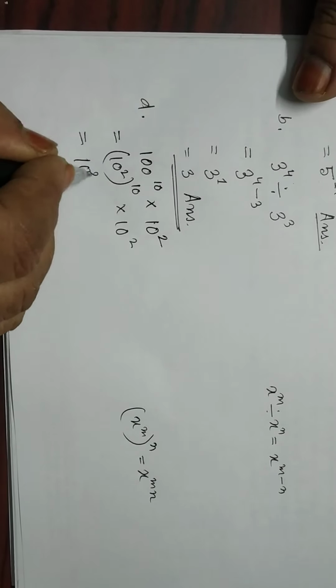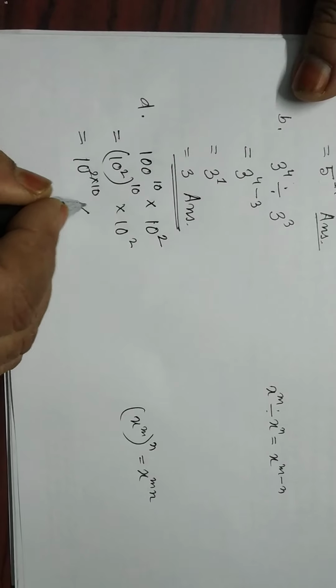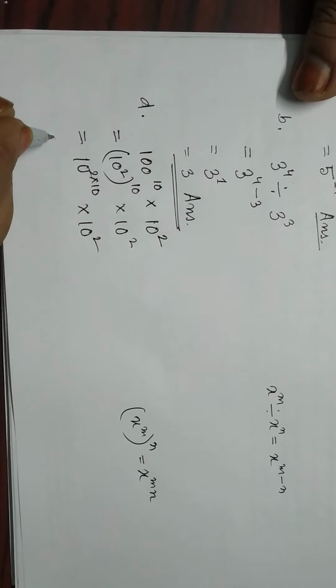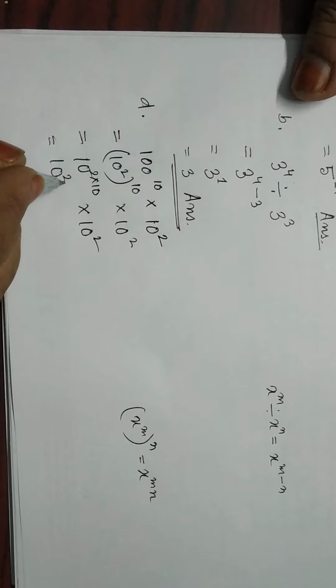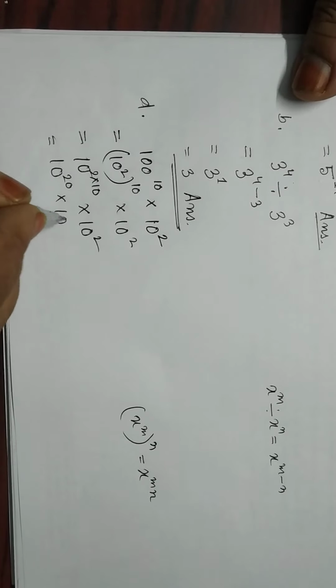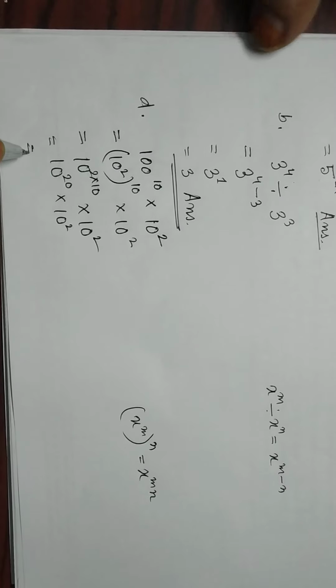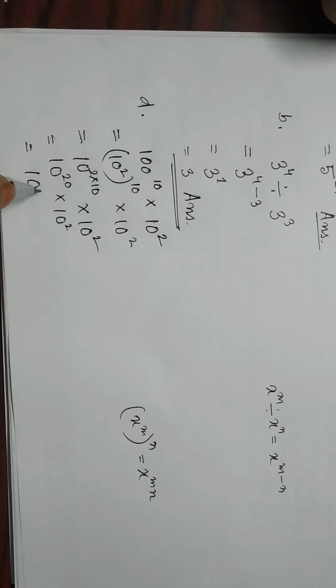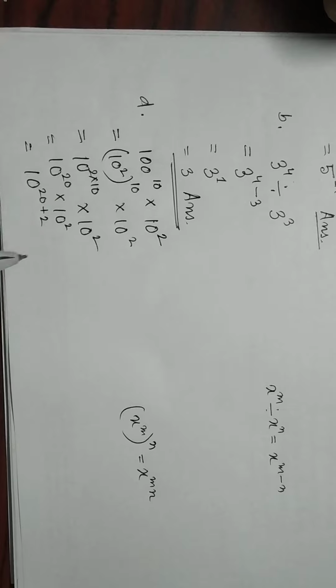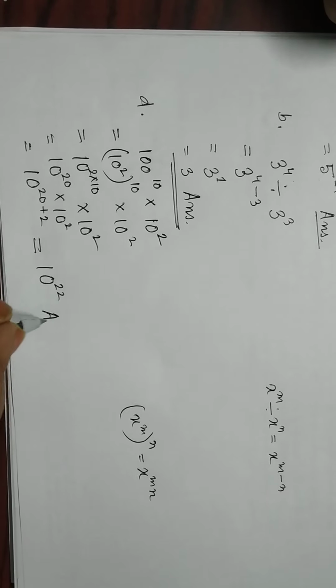10 to the power 2 into 10 squared. This means 10 to the power 20 into 10 to the power 2. Now the bases are the same, multiplication sign is there. That's why 10 to the power 20 plus 2 is equal to 10 to the power 22. This one is our answer.